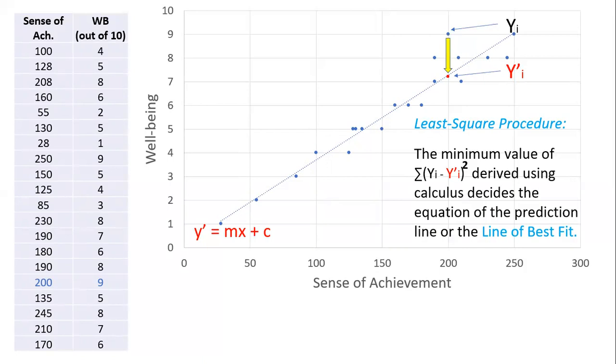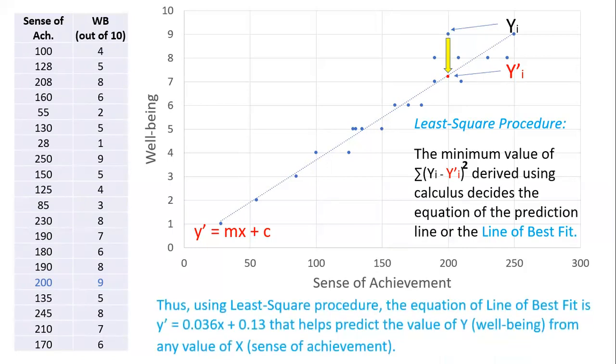So with the help of that derivation, we finally have y prime equals mx plus c, and we can see that for this set of data, using the least square procedure, the equation of the line of best fit is y prime equals 0.036x plus 0.13, where 0.036 is nothing but the slope or the value of m, and c is 0.13.